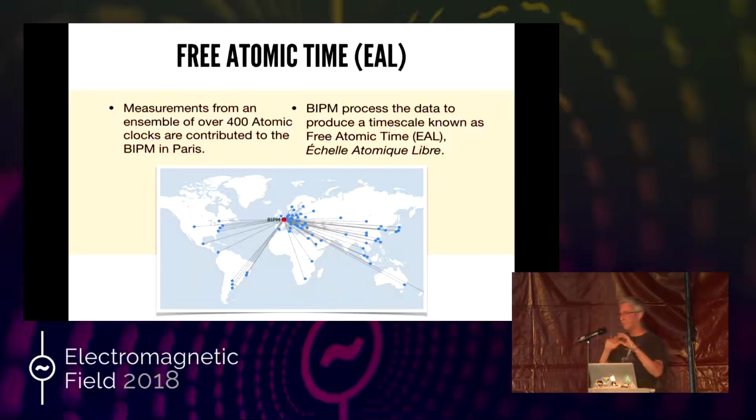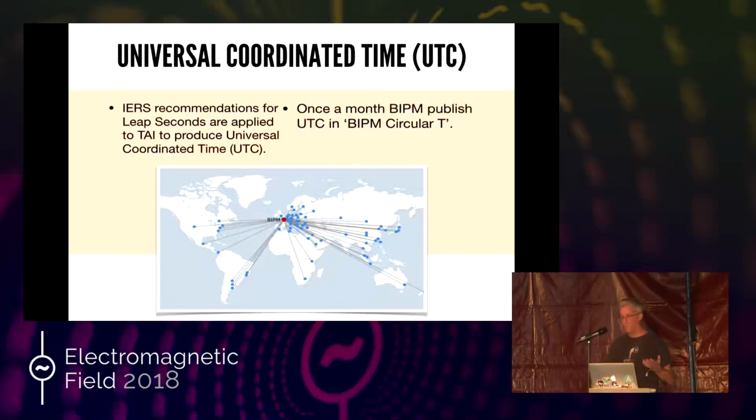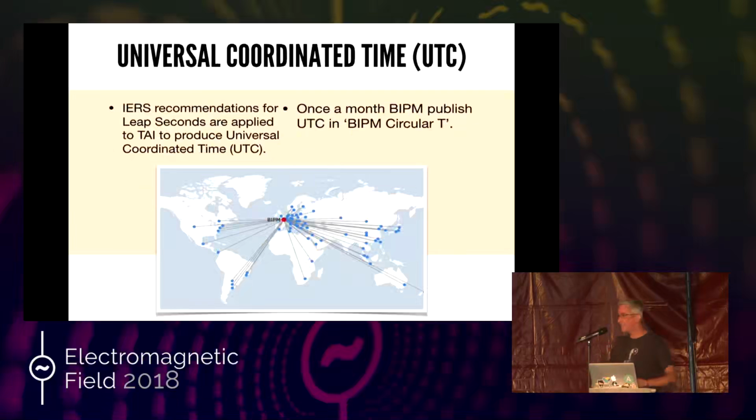Free atomic time is the first time scale, but it's not really used. The next step in the process is to create international atomic time. The way that they do that is they use the primary frequency standards to steer all of those clocks closer to what the SI second actually is. That's a kind of massaging process over the top of that. And from that, you get international atomic time. Once you have that one, then you can apply the leap seconds you've got from the International Earth Rotation and Reference Service, and voila, you have UTC. That's how the sausage gets made.